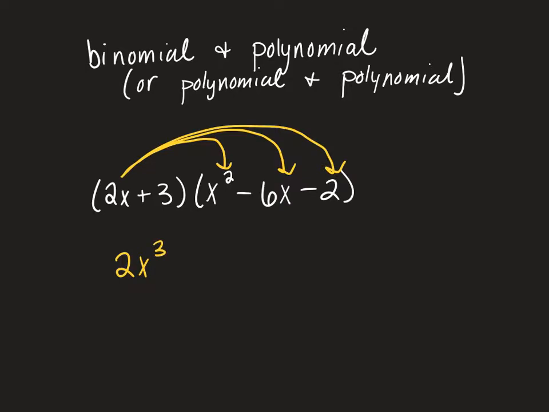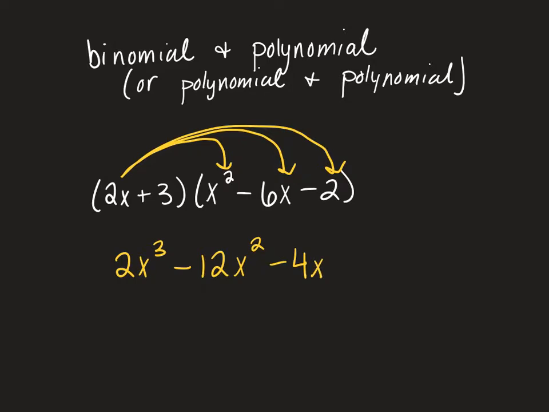Next, we're going to do our 2x times our negative 6x. So 2 times negative 6 is negative 12. X times x is x squared. Then finally, we're going to do 2x times negative 2. So 2 times negative 2 is negative 4. And then we bring our x over from our 2x.